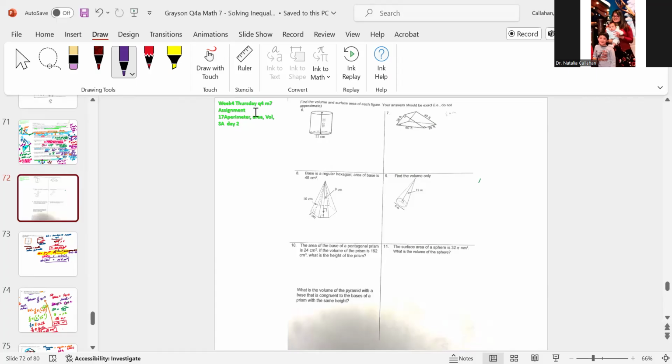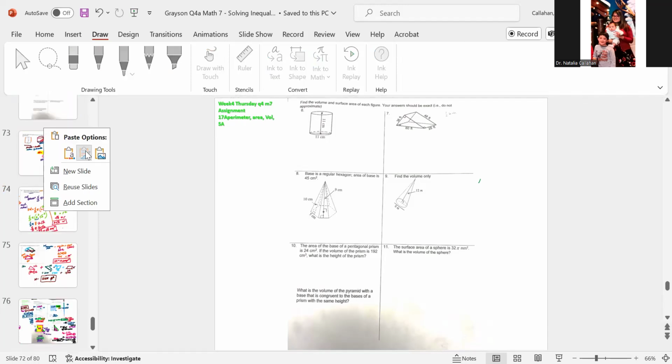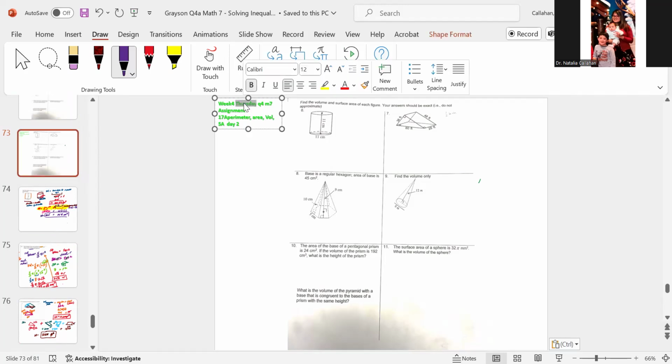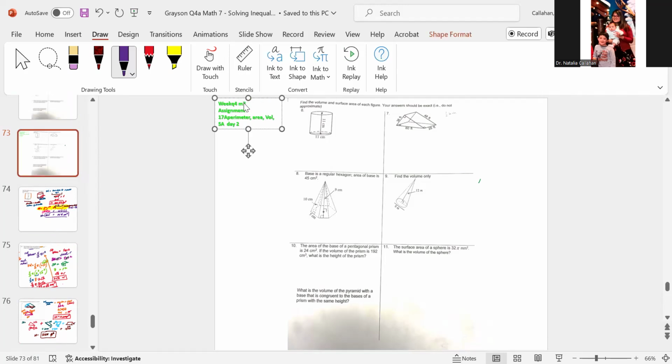Okay, so this is going to be week 4 Thursday actually, we're going to change this. It's not week 4 anymore. We're taking a second day on this. So now this is week 5, Monday. Okay. And this is your day 2 of this, correct?